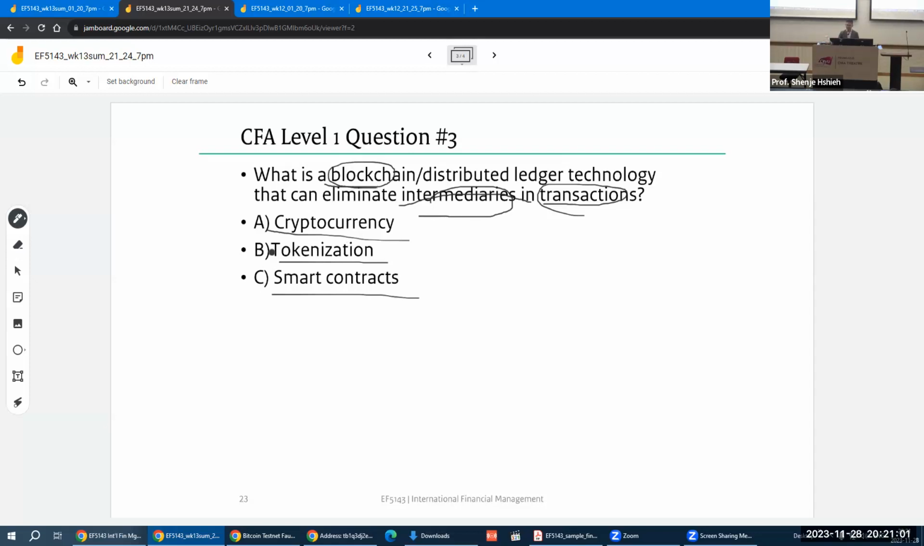So B and C are not good answers. Tokenization does not necessarily involve cryptography. You could have a private blockchain, which doesn't need cryptography. Smart contracts, again, do not need cryptography. So the best answer here is A, cryptocurrency. The crypto part is what secures the blockchain without an intermediary. You don't need banks. All you need is the proof of work consensus, and you can make transactions without the banking system.